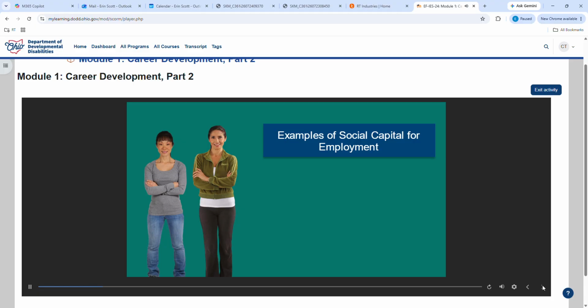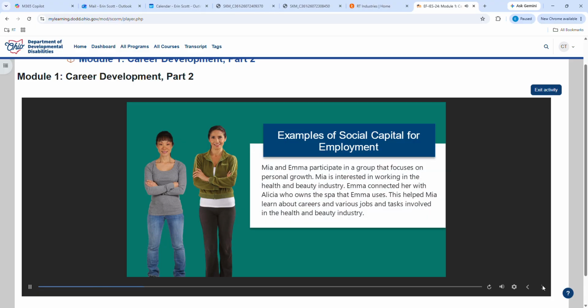Examples of social capital for employment. Mia and Emma participate in a group that focuses on personal growth. Mia is interested in working in the health and beauty industry. Emma connected her with Alicia, who owns the spa that Emma uses. This helped Mia learn about careers and various jobs and tasks involved in the health and beauty industry.